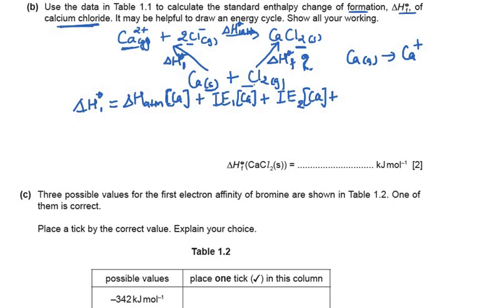Now let's go ahead with the chlorine. If we have the atomization of chlorine, according to the definition, 1 mole of chlorine atoms should be formed from its element in its standard form.